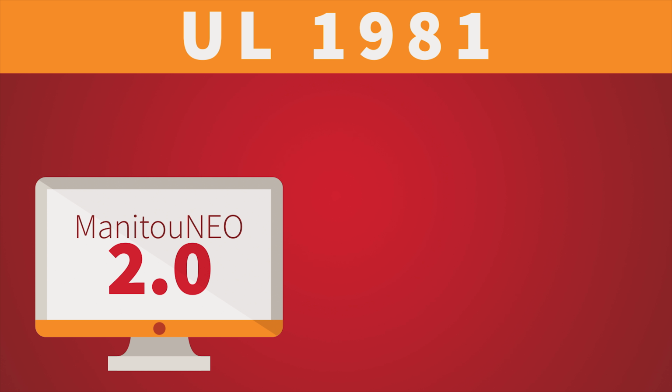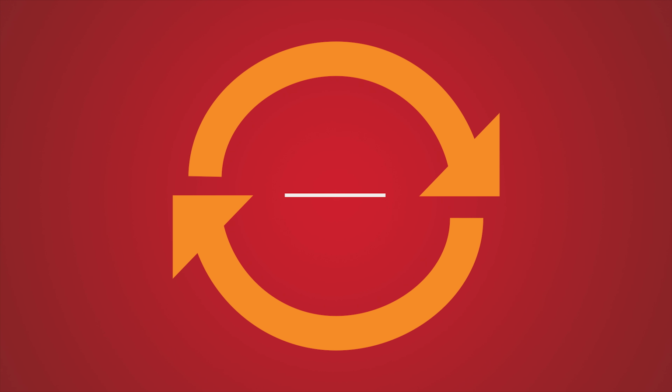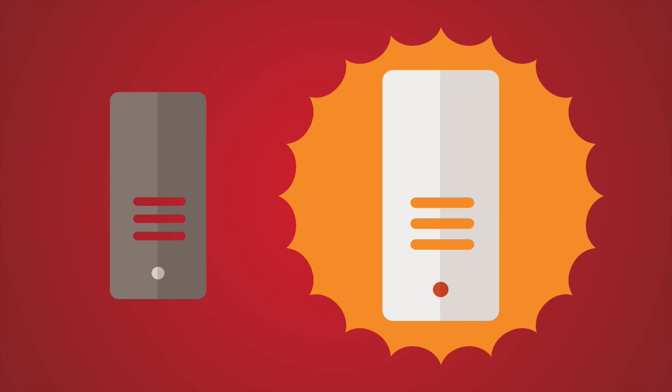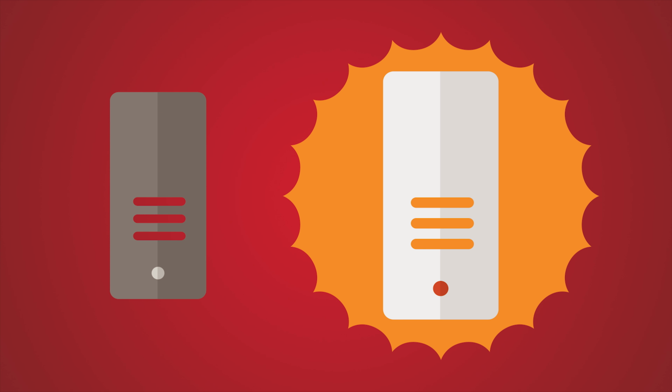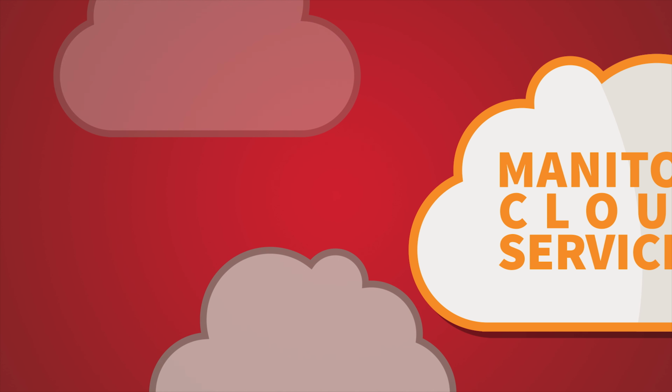When do you need to be compliant? If you are UL 1981, you need to have your software updated to Manitou Neo 2.0 by July 31, 2018. This update does require your server to be Windows Server 2012 R2 and SQL version 2012. If your servers require a hardware upgrade to manage your new operating system, now is a good time to start considering these. We also offer Manitou Cloud Services as an option to help reduce your hardware costs.